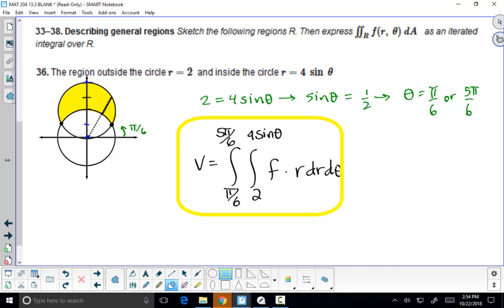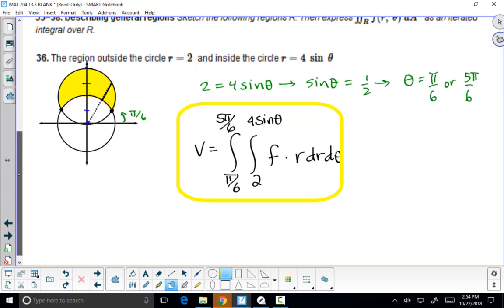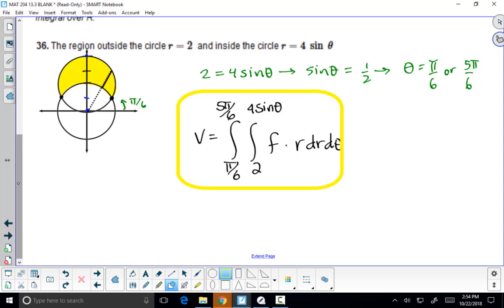Can we put an f in there too? What about the f? Can we do top minus bottom or right minus left? Right. If we have a surface that we could write in polar, like the paraboloid, we plug the paraboloid in and subtract off the lower surface, which may be the xy plane, which would be just 0.